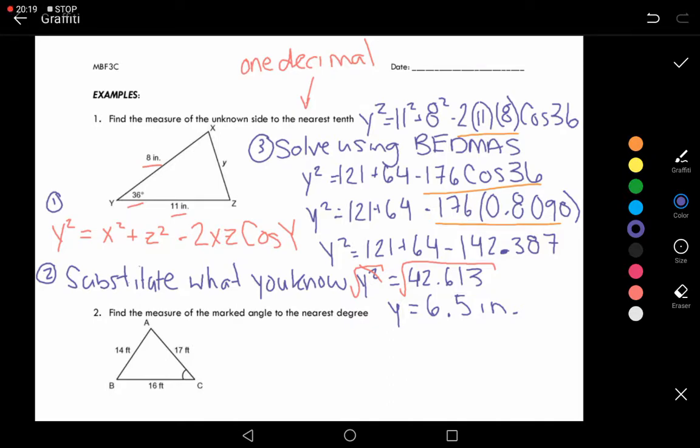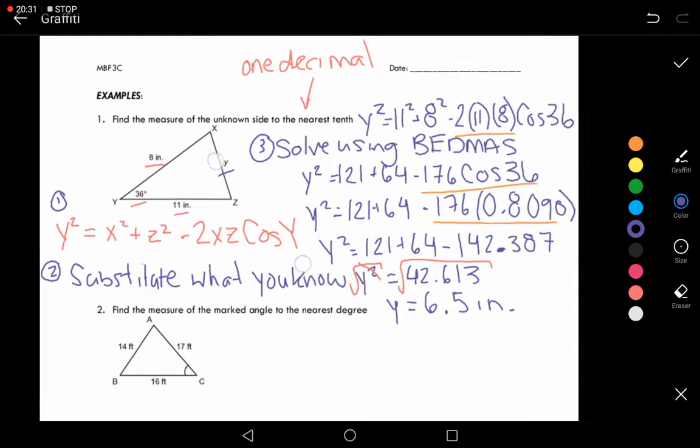Okay, so we've used the cosine law here to solve for our side length. So now we know what y is. y is 6.5 inches. Perfect. All right, let's try the next one here.